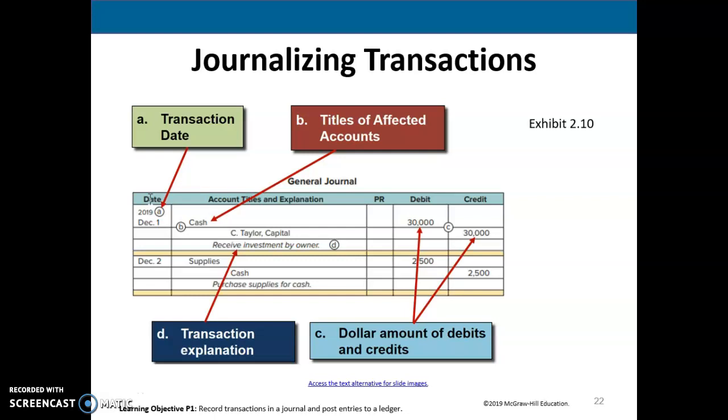So debits are always going to be listed first, followed by the credits that are slightly indented below the debits to separate out the two. The dollar amount is placed in the appropriate debit or credit column, and in this case the amount was $30,000, so we place $30,000 in the debit side, $30,000 in the credit side. And then again, the last thing we're going to do is put a brief description of what happened. So here we put that we received an investment by the owner. The explanation is indented just a little bit to make sure it's not confusing with the accounts, and it's often italicized, so it's easy to recognize.